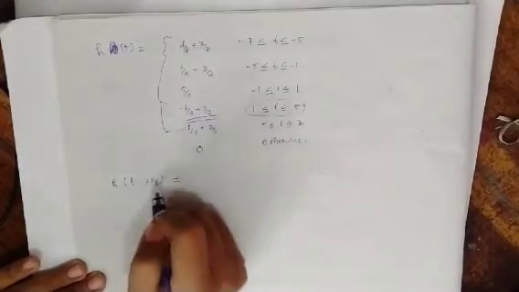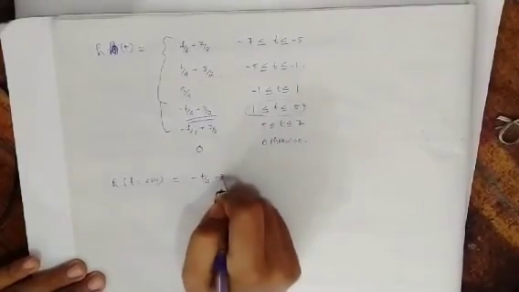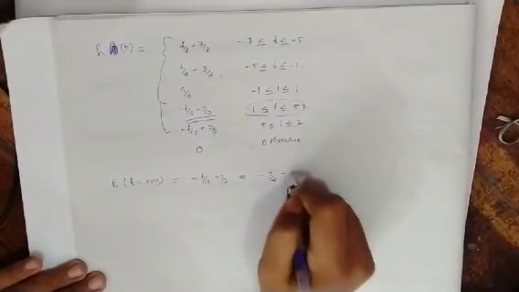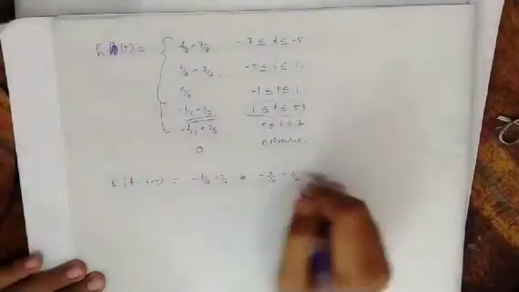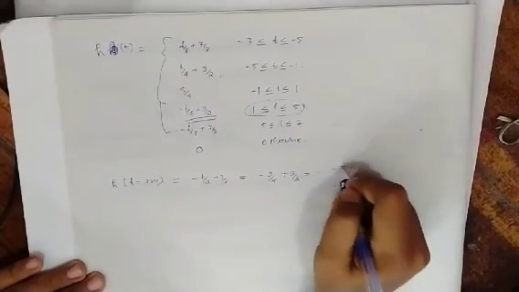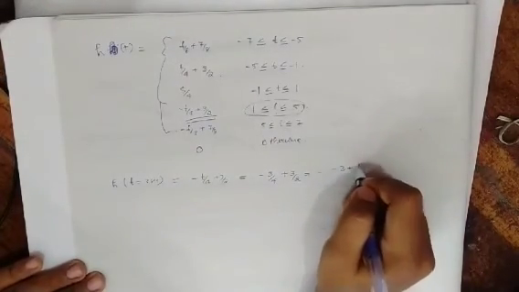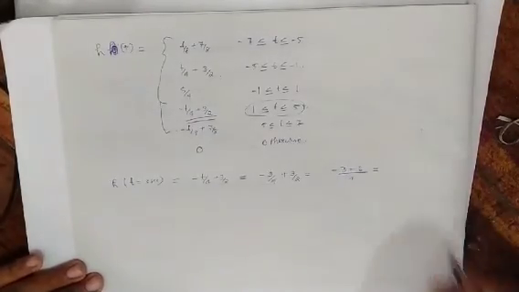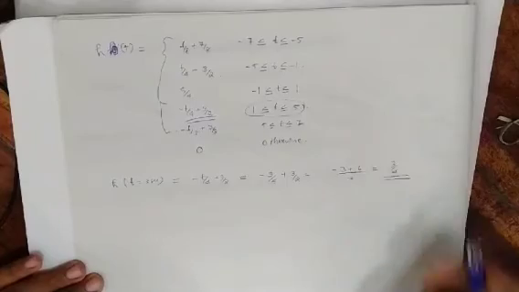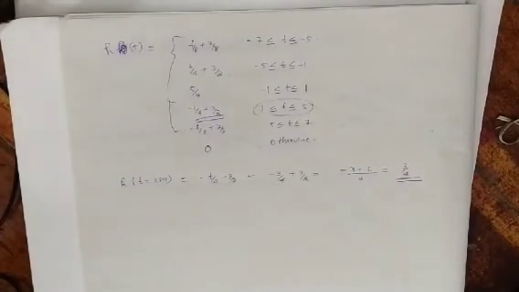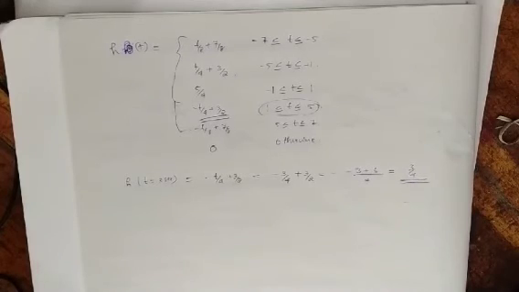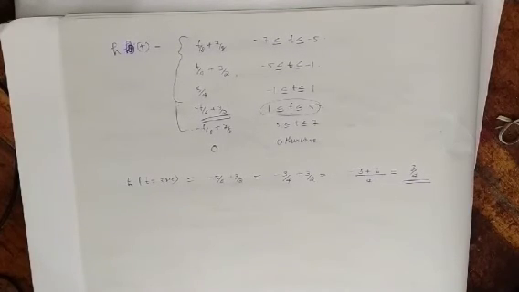So the equation will be minus t by 4 plus 3 by 2. Instead of t, we'll write 3. Okay, minus 3 by 4 plus 3 by 2, taking the LCM, which is equal to 3 by 4. So this is the answer for h at t equal to 3. Okay, is that clear?